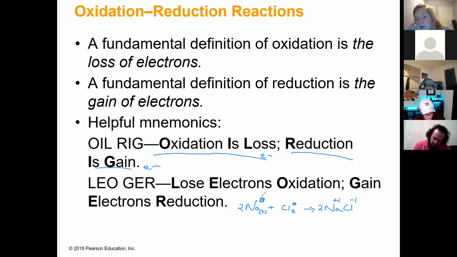So how did sodium go from a 0 charge over to a +1 charge? It had to lose 1 electron. There's 2 of them, so each one lost 1 electron. If it lost an electron, oxidation is loss. Sodium here is being oxidized. Okay, so Na is our oxidized.